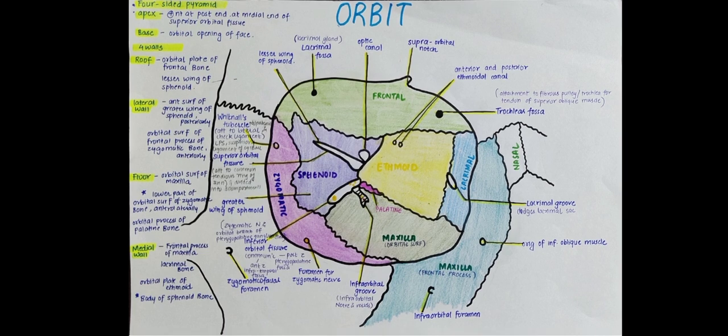Now let's come to the floor of the orbit. The floor of the orbit is actually the area where an orbit rests on. It rests on the maxilla, that is orbital surface of maxilla, palatine bone and a part of zygomatic bone. In the lower part of zygomatic bone, there is a foramen of zygomatic nerve, and in the maxilla there lies infraorbital groove through which infraorbital nerve and vessel pass.